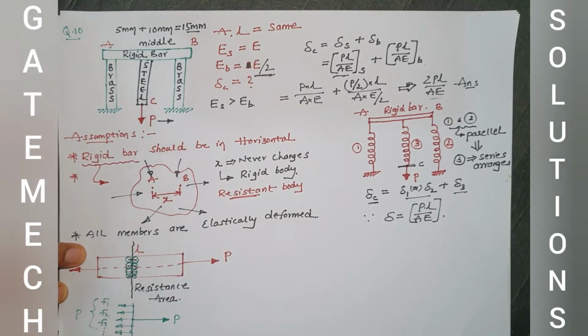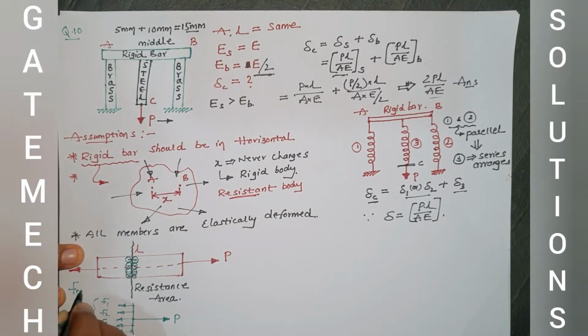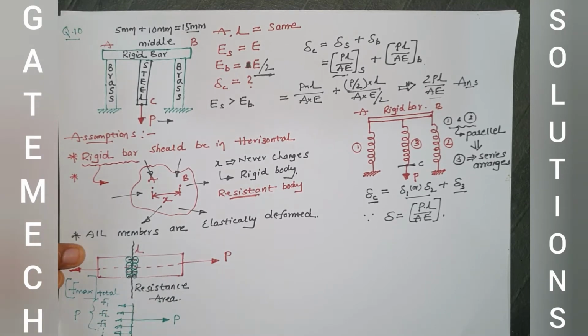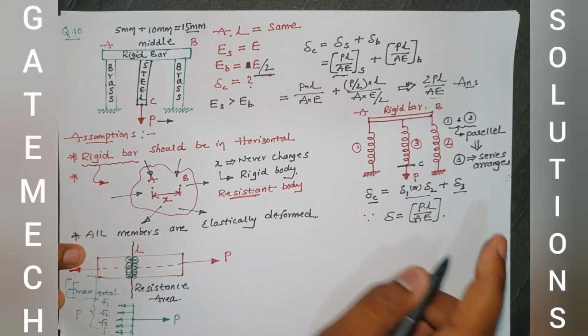But the material has a maximum capacity to offer internal resisting force. Keep it in mind. So F max is the total maximum internal resisting force that can be offered by the material, can be borne by the material. This is what is exactly called a property. Stress is not the property of the material, keep it in mind.